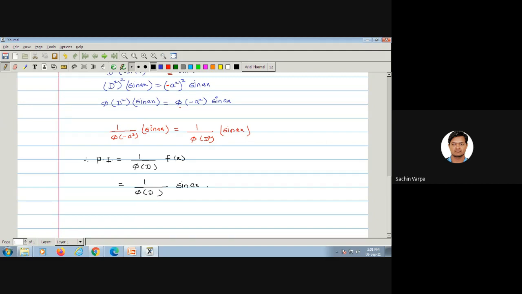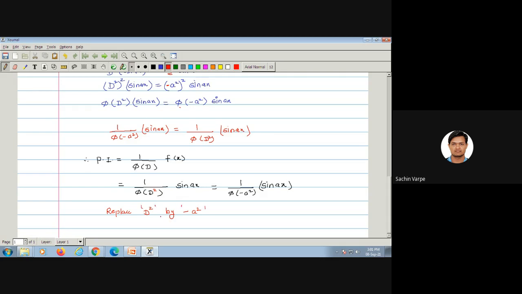Sine of ax, so that is equal to 1 upon phi at minus a square, sine ax. Now here I have purposely written it in terms of d because I want you to note that the given phi of d may be in terms of d, but we have to get that phi of d in terms of d square for the replacement, remember. So here the keyword for the second rule is replace d square by minus a square.